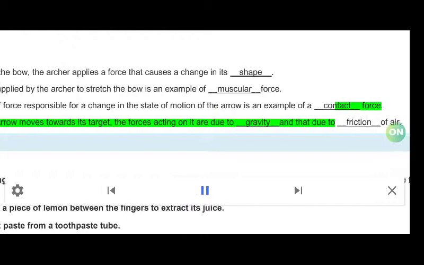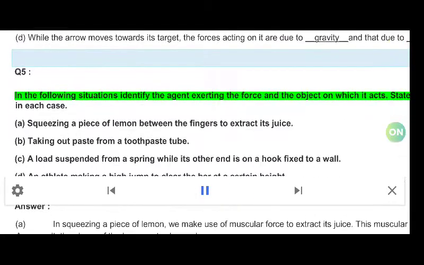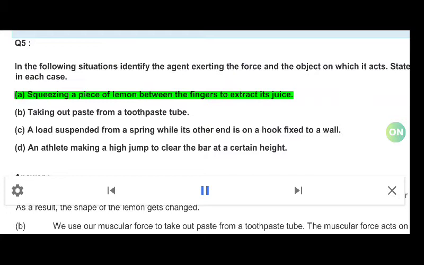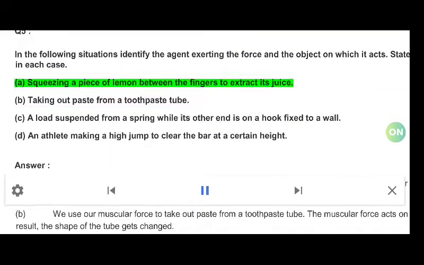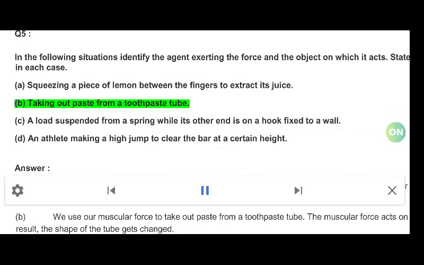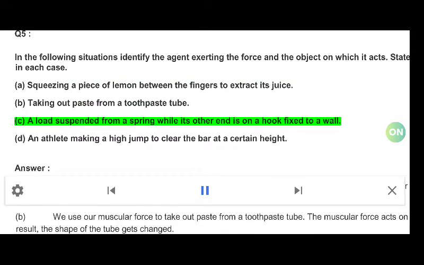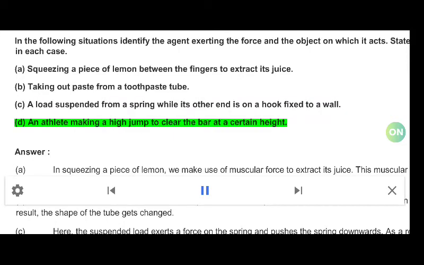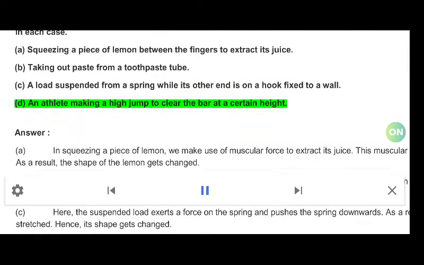friction of air. Q5. In the following situations, identify the agent exerting the force and the object on which it acts. State the effect of the force in each case. A. Squeezing a piece of lemon between the fingers to extract its juice. B. Taking out paste from a toothpaste tube. C. A load suspended from a spring while its other end is on a hook fixed to a wall. D. An athlete making a high jump to clear the bar at a certain height. Answer. A.